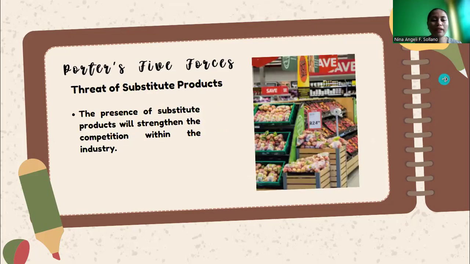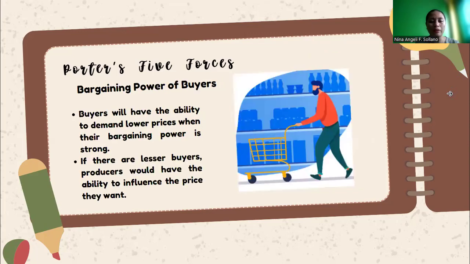Next is threat of substitute products. There are certain products that will serve as a substitution if your product lacks supply. It could give an opportunity to another product to be used by the customer if your product is not available. So that also makes a competition.